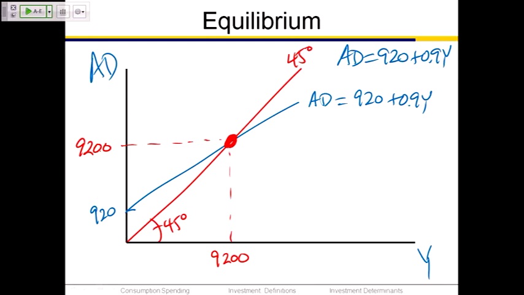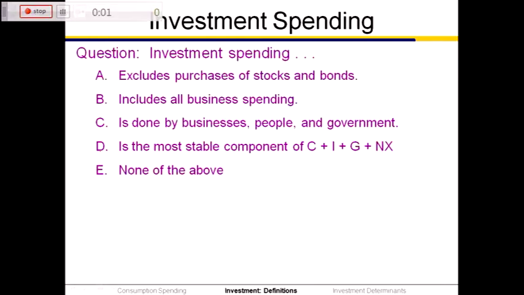Next part of it is investment spending. So let's look at investment spending and start with the clicker question. Tell me, once again, what is investment spending? Investment spending, A, excludes purchases of stocks and bonds. B, includes all business spending. C, is done by businesses, people, and the government. D, is the most stable component of C plus I plus G plus net exports, or E, none of the above. A, B, C, D, or E.